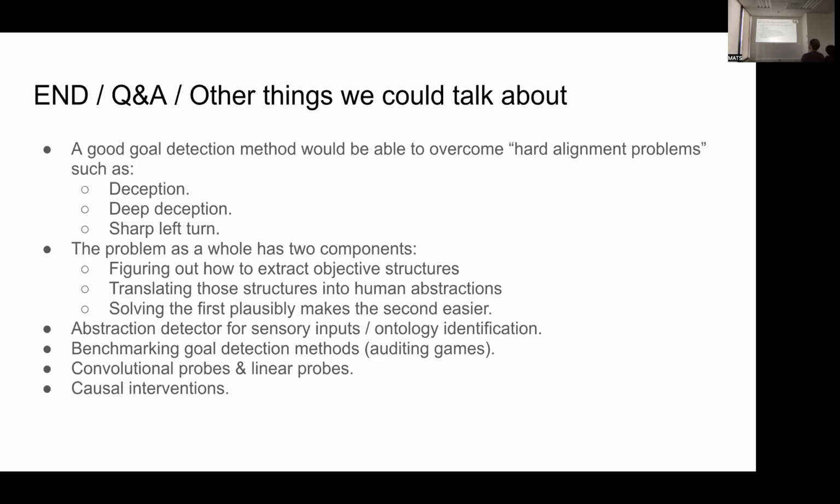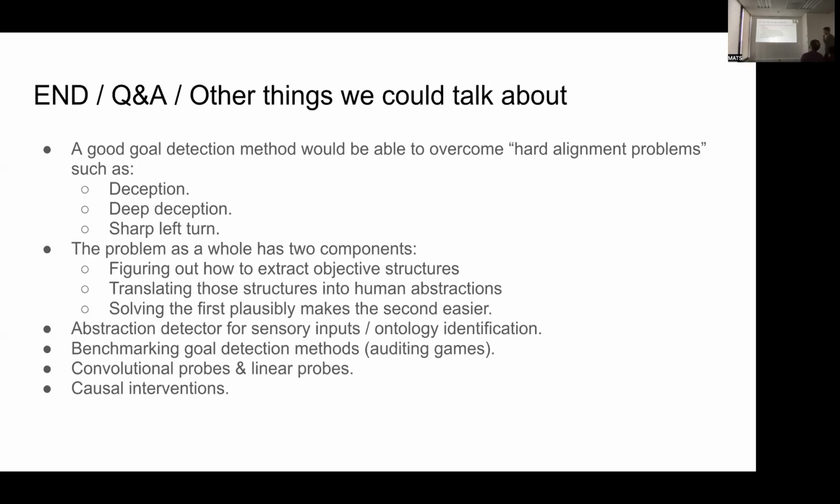Yeah, I was just wondering, do you have to make a list of possible goals and then check against each one of them, or do you imagine automatically detecting possible misaligned goals? Yeah, do you want to take this one?